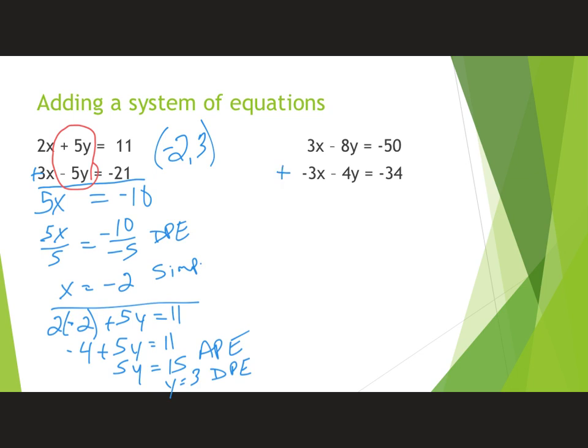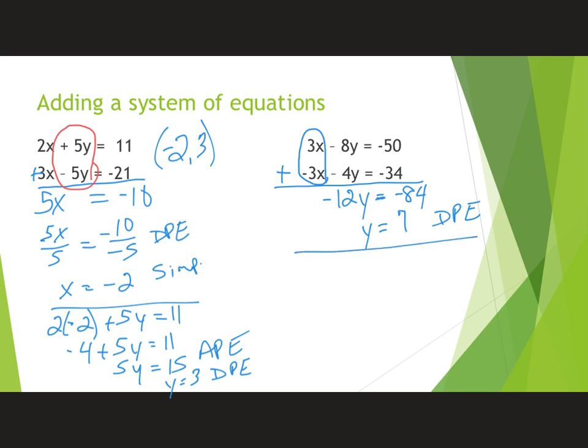Again, I'm going to add my two equations. Once again, I have a positive 3x and negative 3x. This is going to go away. That's going to be eliminated. So I combine my y's. Negative 8y and negative 4y gives me negative 12y. Negative 50 and negative 34 gives me negative 84. I DPE by negative 12. I get y equals 7.